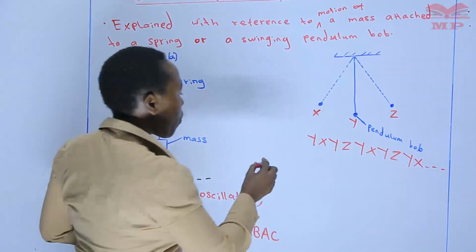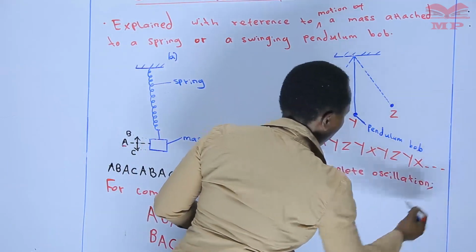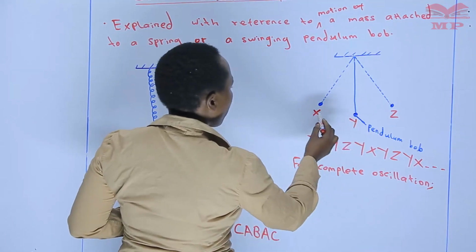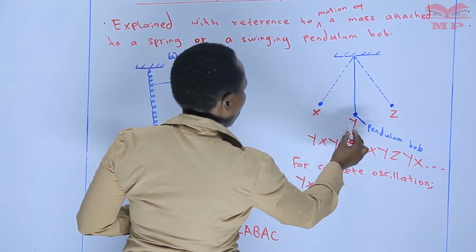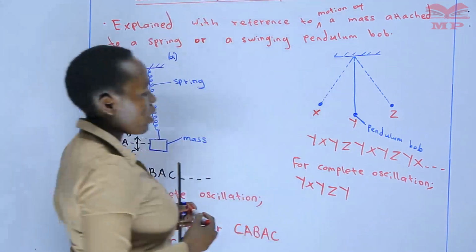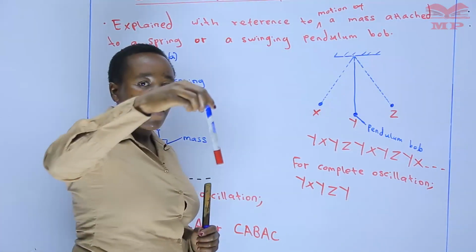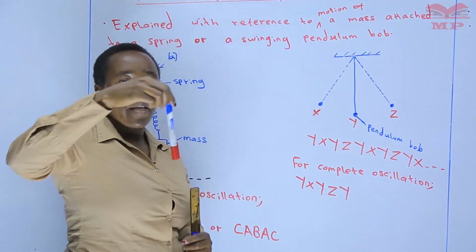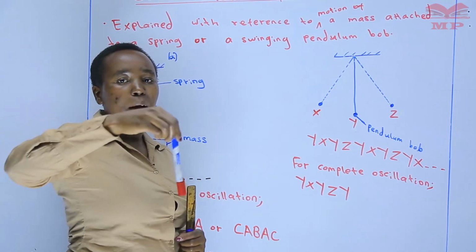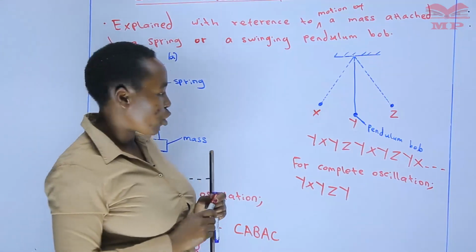So for one complete oscillation, we are going to have the following. If we start from Y, it moves to X, then through Y to Z, and then back to Y. So that is a complete oscillation. So if we have our pendulum bob here, moving to this side, back, then this other side, then the starting position, then that is a complete oscillation.